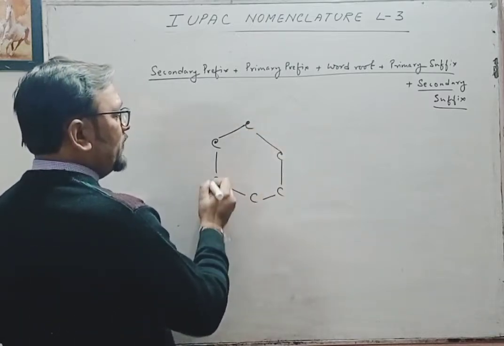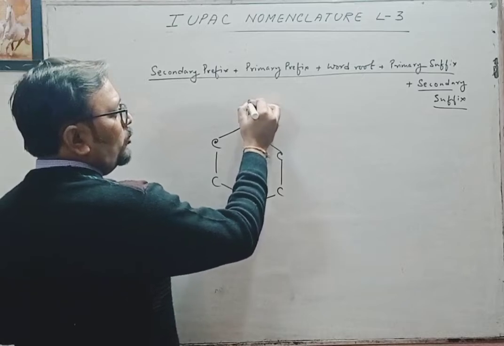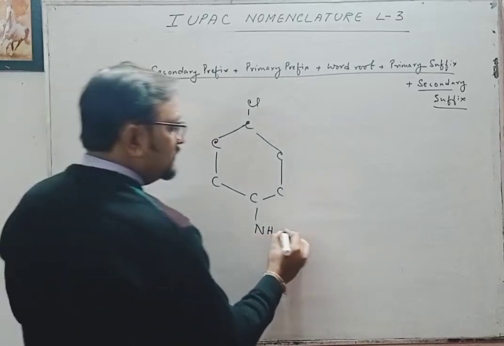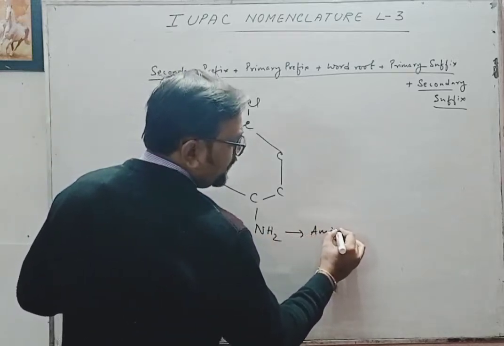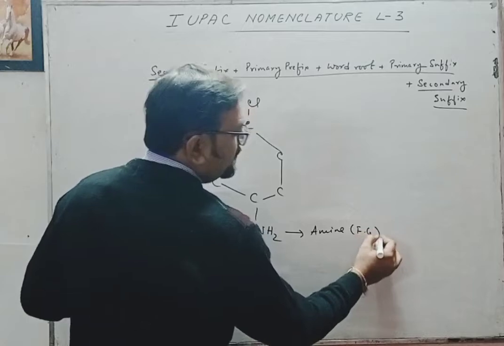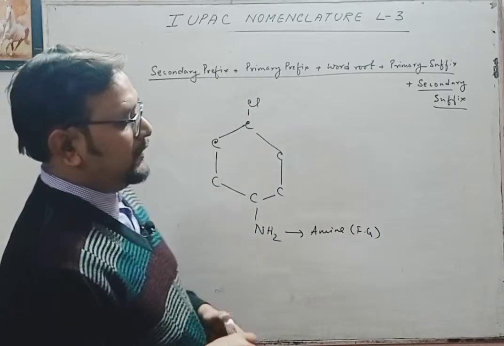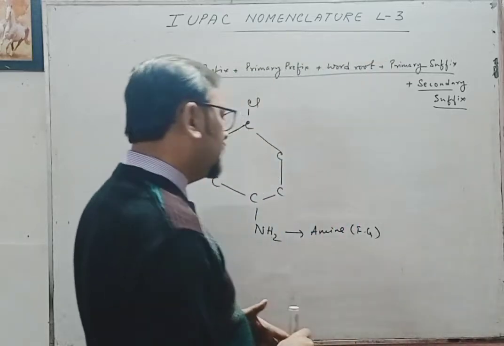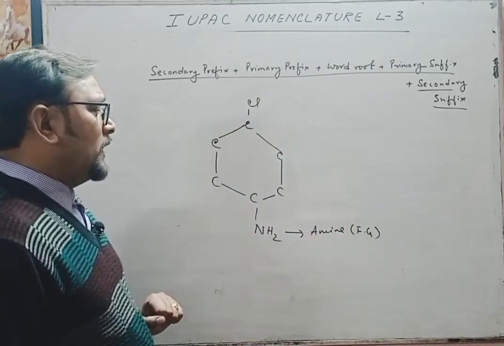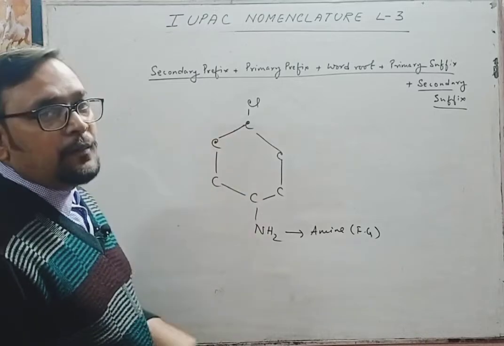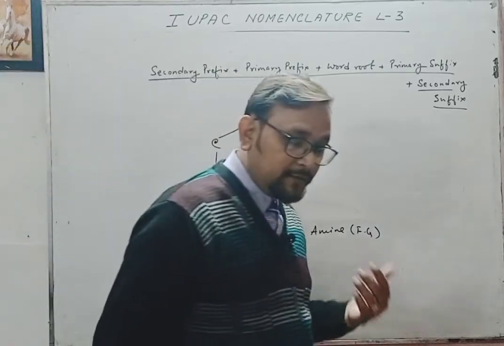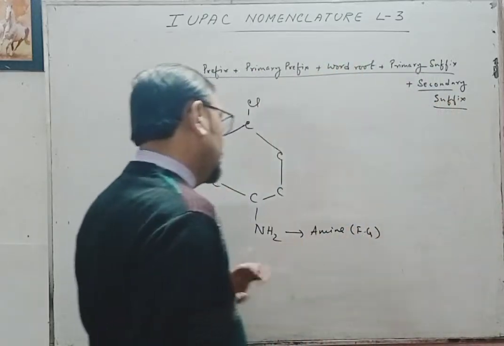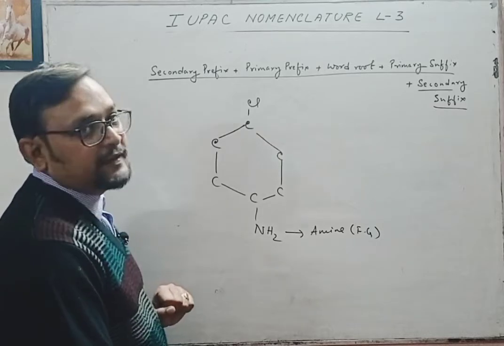1, 2, 3, 4, 5, 6. I am giving chlorine here and NH2. Now NH2 group is amine. This is known as amine. This is a functional group. Okay, this is treated as a functional group. So we have taken amine. Clear? Now, is it a cyclic compound? First of all, we have to understand, is it a cyclic compound? Yes or no? Yes, it is a cyclic compound.